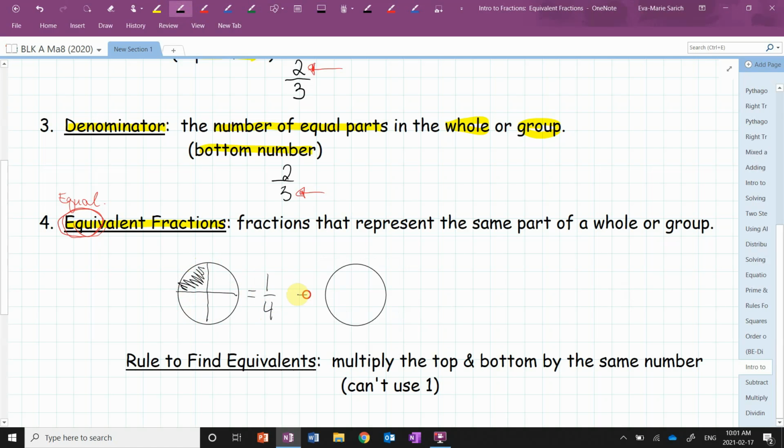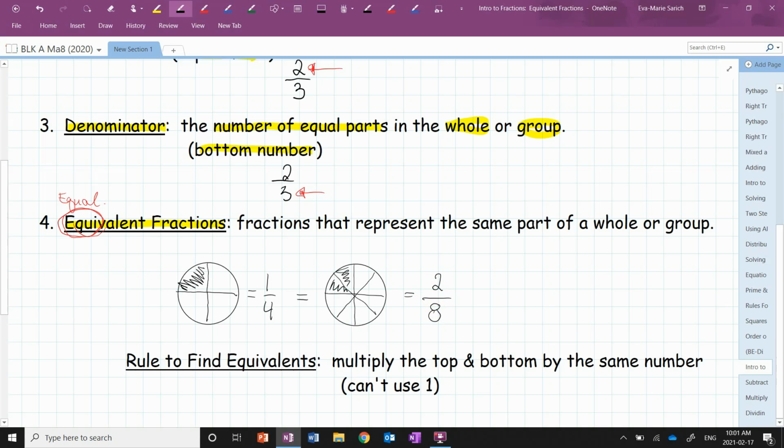Now, if we want to create an equivalent to that, and the pizza, instead of being cut into 4 pieces, let's cut it into 8 pieces. 1, 2, 3, 4, 5, 6, 7, 8. And those are supposed to be equal size pieces. If we were to give you the same amount or an equal amount of pizza, how many pieces would you have to have, right? You would have to have 1, 2 pieces. So to be equal, you'd have to have 2 pieces in a pizza cut into 8.